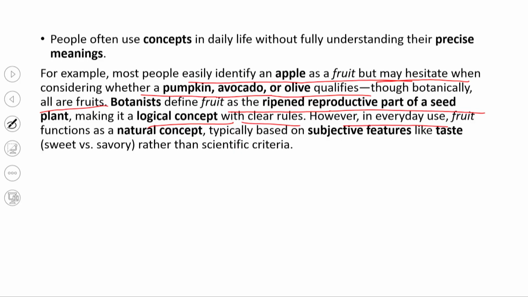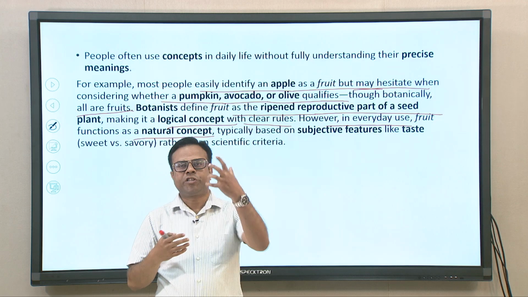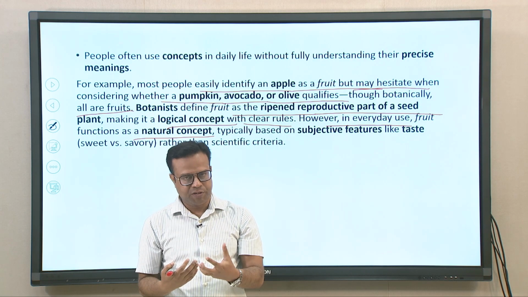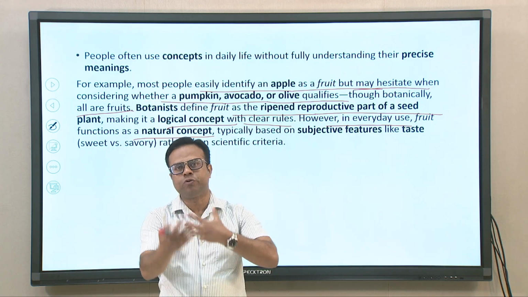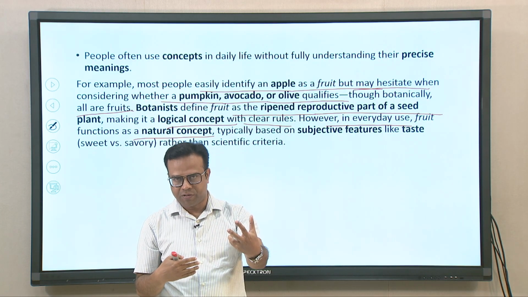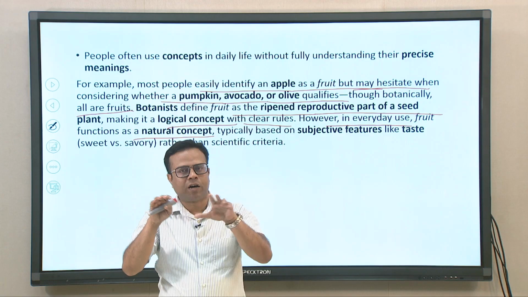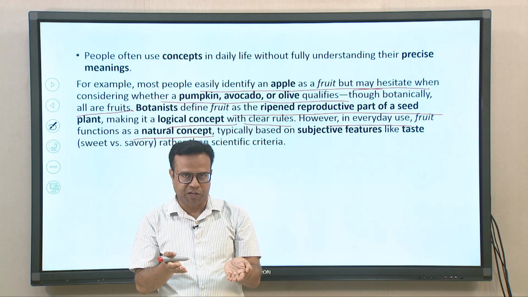However, in everyday use fruits function as a natural concept. When we use this concept in day-to-day life, it is very vague and there are no clear-cut boundaries. Scientifically they have a clear-cut logical definition of a fruit, but in real life it is a natural concept. People use it in a very fuzzy way. So, we have logical concepts and natural concepts, but in real life a lot of concepts can be logical, yet we use them as natural concepts because we do not know the actual boundaries of those concepts.